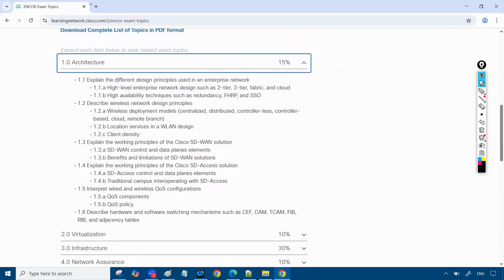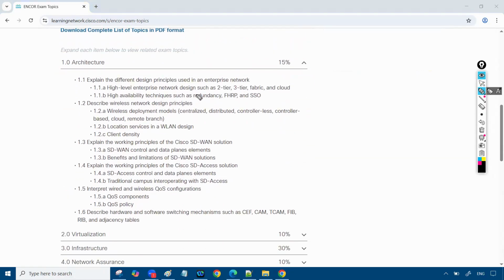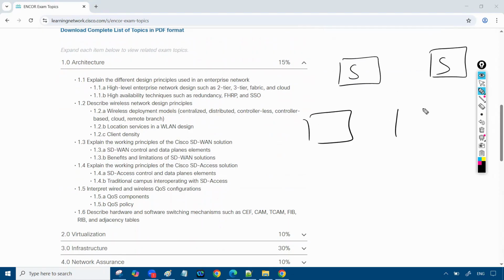So if you see the architecture, we'll talk about the two-tier architecture and the three-tier architecture. In the two-tier architecture, we'll talk about the spine and leaf model, where we have spine switches over here, right? And there are leaf switches over here. So how the spine and leaf is going to work.